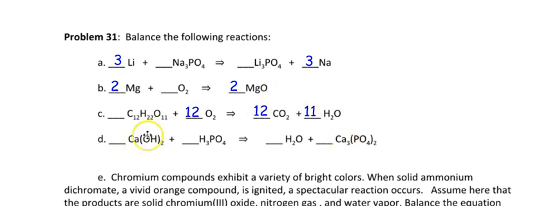Calcium occurs only once. How many times do I see oxygen? See 1, 2, 3, 4. Oh, definitely save that for last. How many times do I see hydrogen? 1, 2, 3. I'm going to save that for second last. So what does that mean? I'll do calcium first, and then I'll do phosphorus.